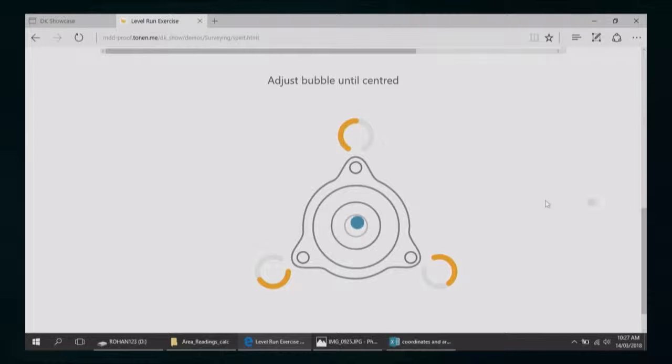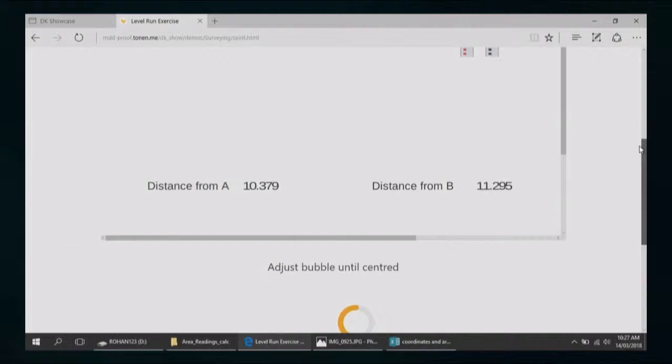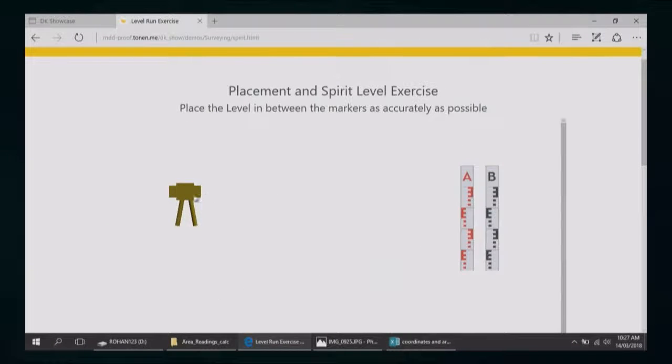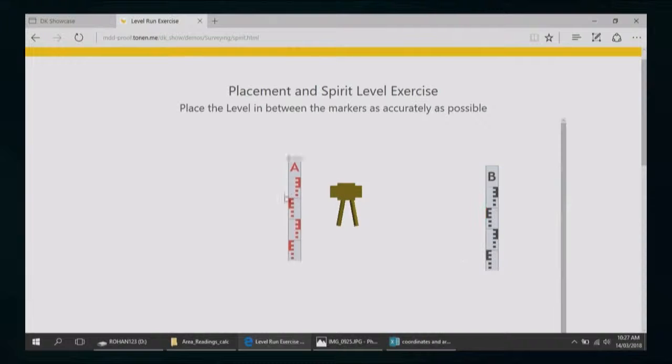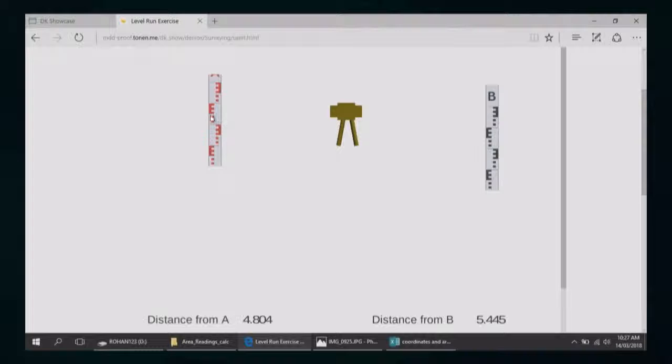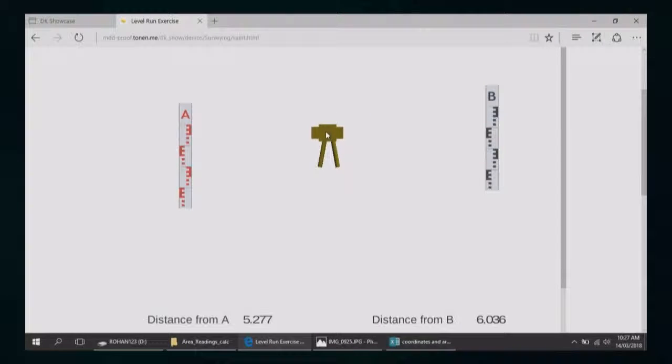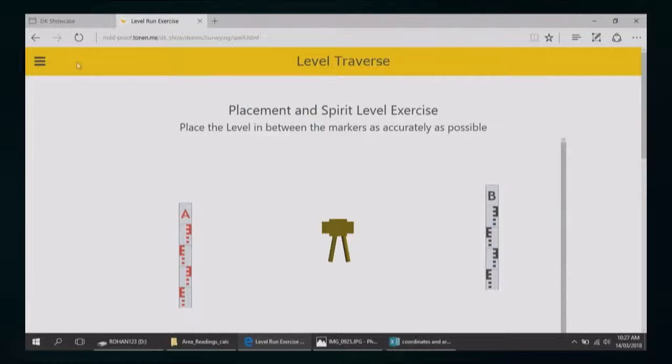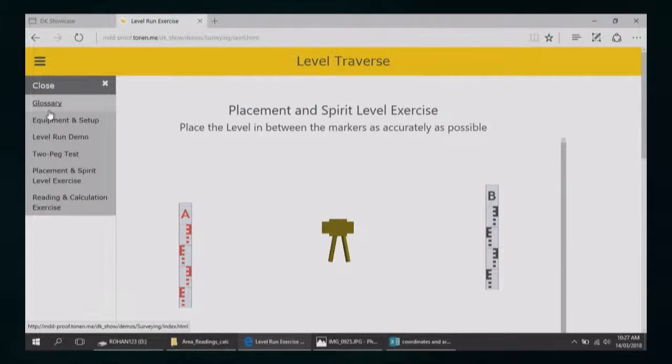And there's another exercise we have simulated here just to drive a point that the level has to be placed between two markers. So what I have here is a small simulation. You can place two markers and there's a level, and you get the distance between the two markers. And you try to get them exact. So we've got some simulations here just to drive home some points so the students can remember certain things.